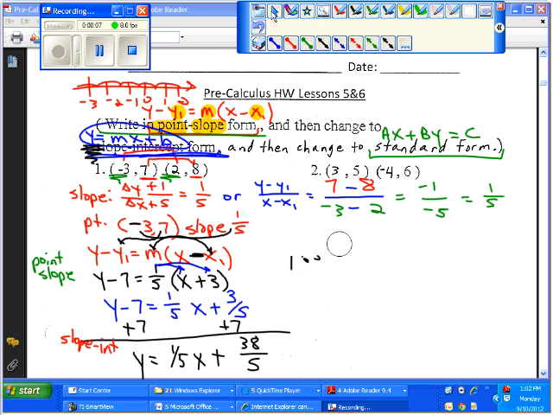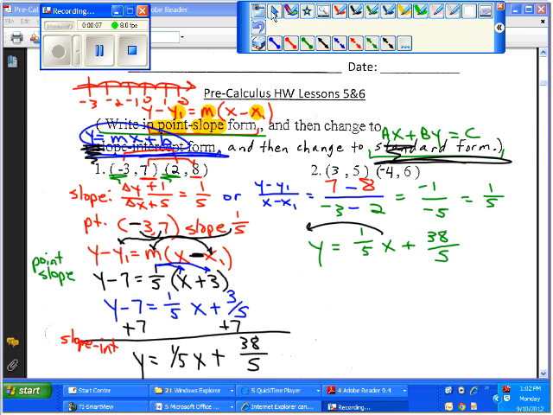I'm just going to move that over here. I'll get out of the way in just a second. 38/5. The last thing it asks us to do is change it to standard form. Now, why does what we have not look like standard form? Well, the x is on the wrong side. See that? We need to move the x over.